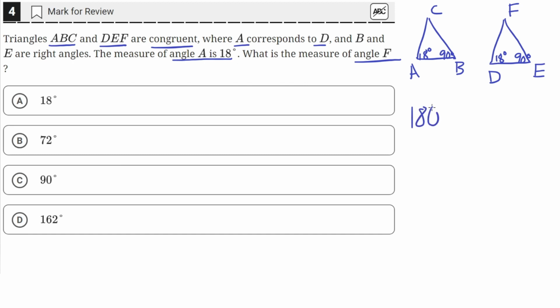So if we do 180 minus 18 minus 90, we'll get the value of angle F. Because this angle needs to be such that when the angle of F is added with 18 and 90, it equals 180. So if we do 180 minus the angle of D and E, we should get the angle of F. So when we do 180 minus 18 minus 90, we get an answer of 72 degrees. So angle F is 72 degrees.